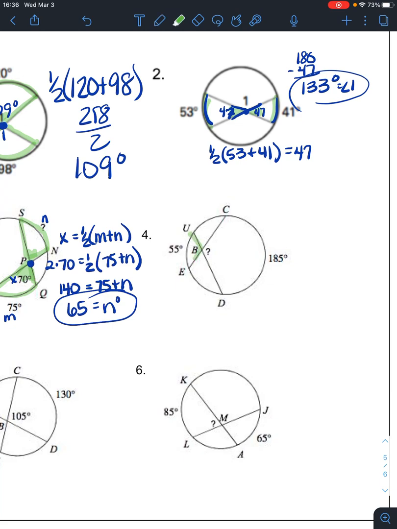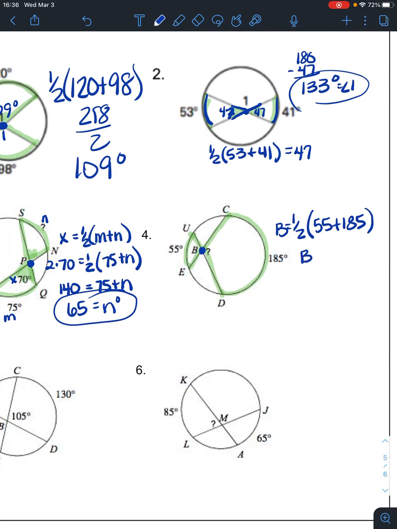Okay, number 4. If you look, this angle right here is 55. This angle over here intercepts this 185. The vertex of the angle is inside. That means I'm going to take half the angle, B, is half of the arc plus the arc. You have to pay attention to which pieces you have. Do you have the angles or do you have the arcs? So 55 plus 185 is 240.